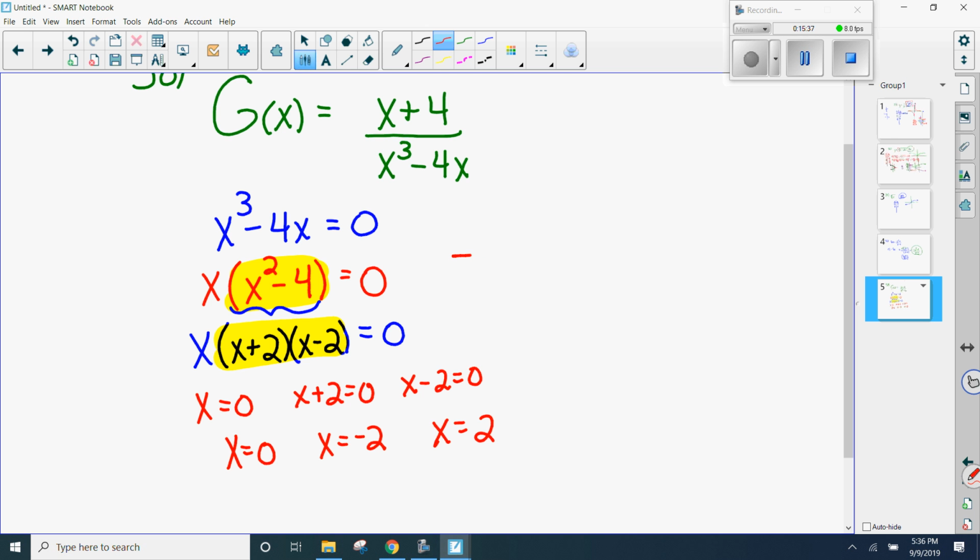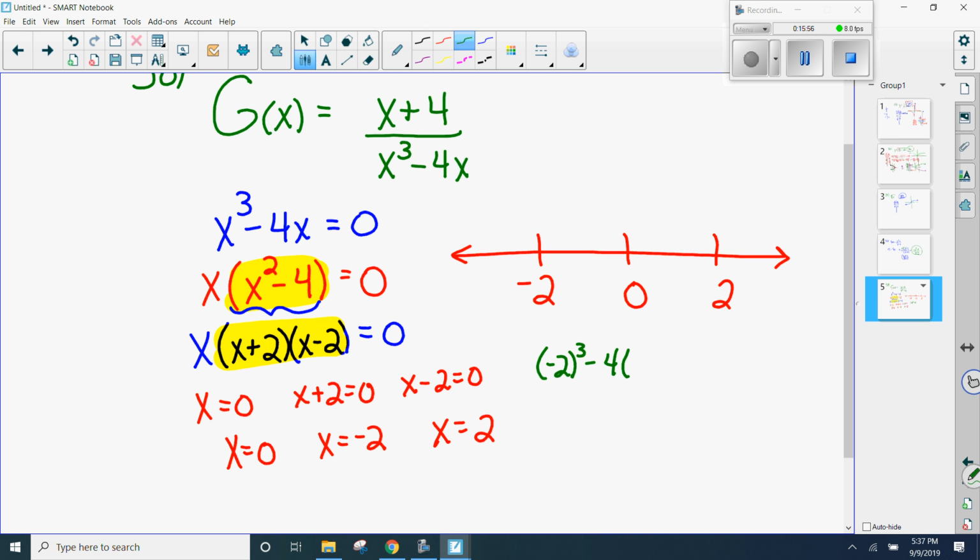So if you look at it graphically, you have three critical points. You have negative 2, 0, and 2. We just found those. If you put negative 2 into the equation, you're going to get negative 2 cubed minus 4 times negative 2. Negative 2 cubed is negative 8 plus 8 gives you 0. You cannot divide by 0, so that ends up being an open circle. If it were closed, you could include it. If it's open, you cannot include it.